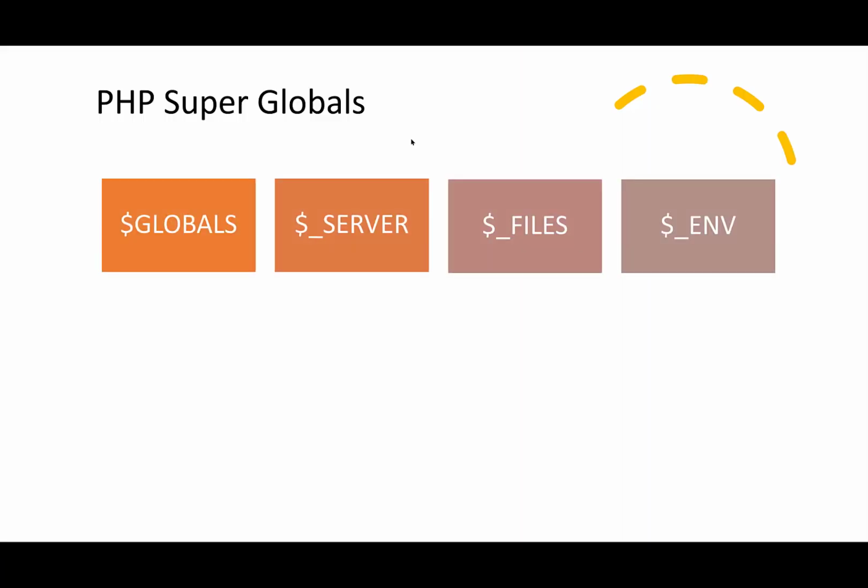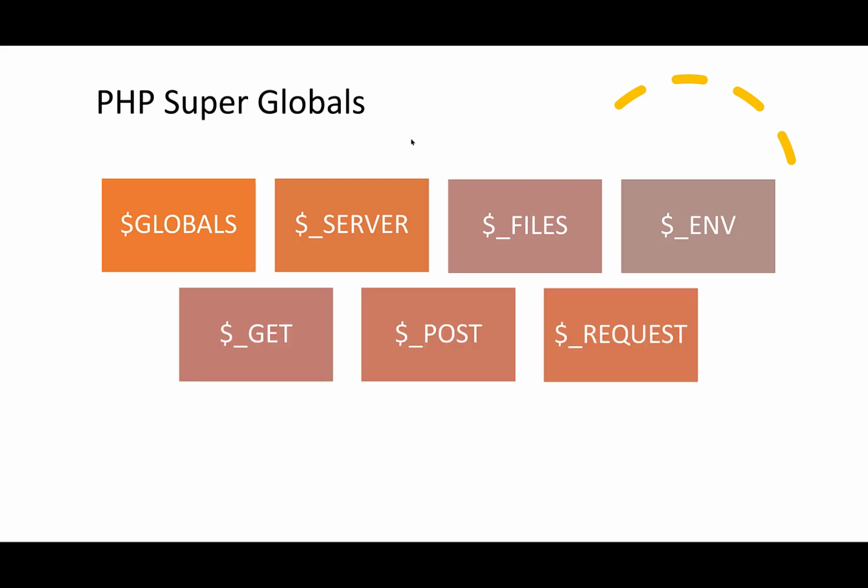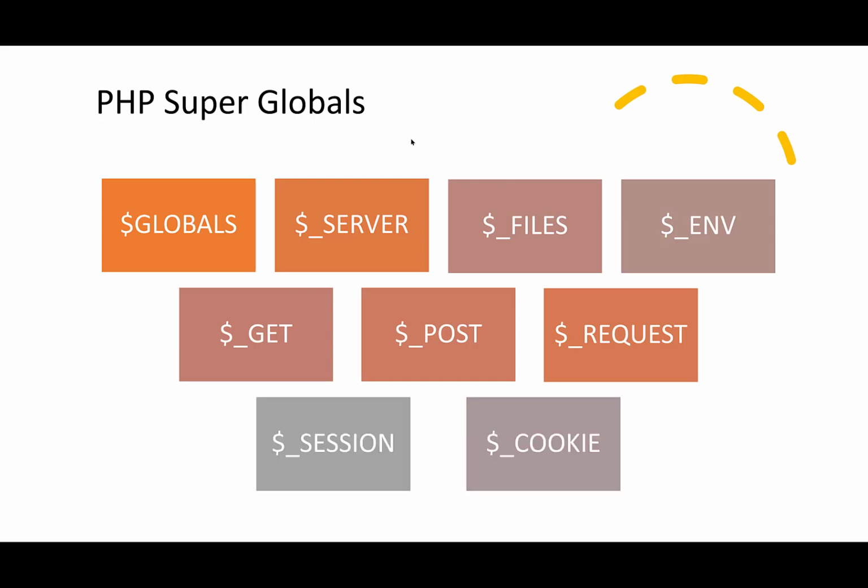These are 4 of them. We're going to maybe talk about the first one there, globals. Server, files, and env, we're going to save for later. The server one has some stuff stored in it about the server you're on, about the URL you're looking at, and some other stuff like that. We'll look at those another day. The ones we're going to focus on today are here: the get, the post, and the request variables. And then there's 2 other ones we'll talk about another day: session and cookie. Right? The bottom 5 are the big ones we're going to deal with. We'll deal with server in a future day, and we'll deal with globals maybe today.